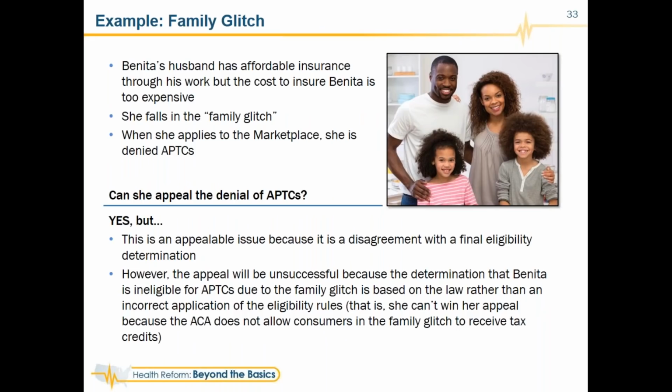Here's an example of the family glitch. Benita's husband has affordable insurance through work, but the cost to insure Benita is too expensive, so she's in the family glitch, which means she's ineligible to get APTCs on the marketplace because of how coverage was defined. So she applies to the marketplace, she's denied APTCs. Can she appeal? Well, yes, she can appeal because she had an appropriate denial. Is she going to succeed in her appeal? Actually, no. So this might be a case where education by an assister would actually be helpful, that while technically she has grounds for appeal, the result of the appeal is going to be the same. Because she's in the family glitch, she's ineligible to get APTCs.